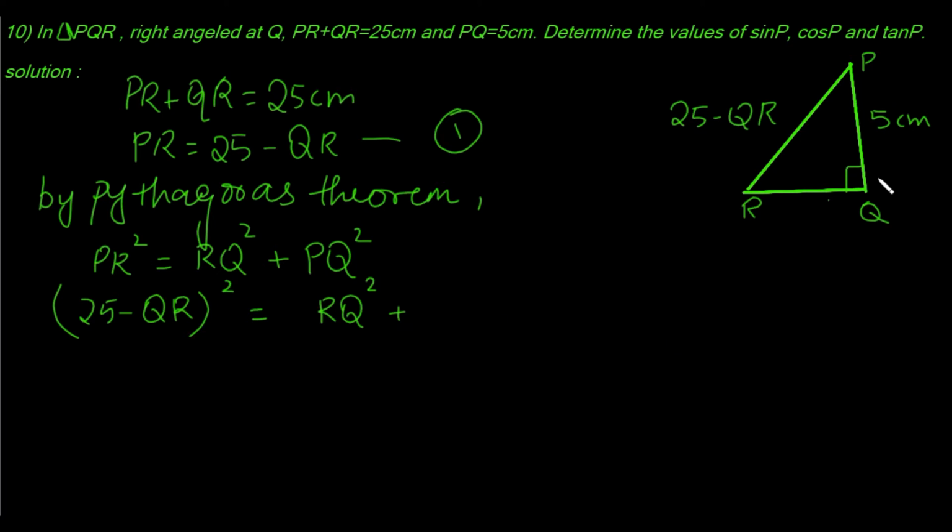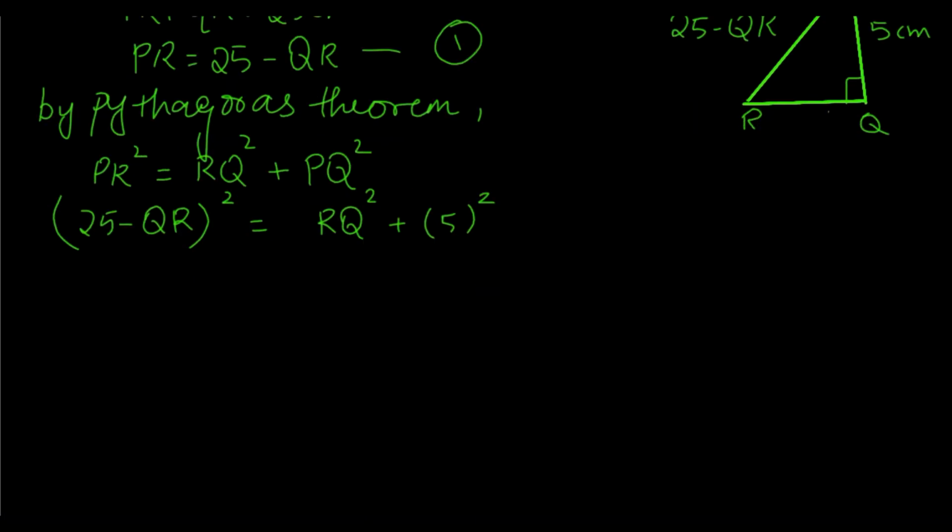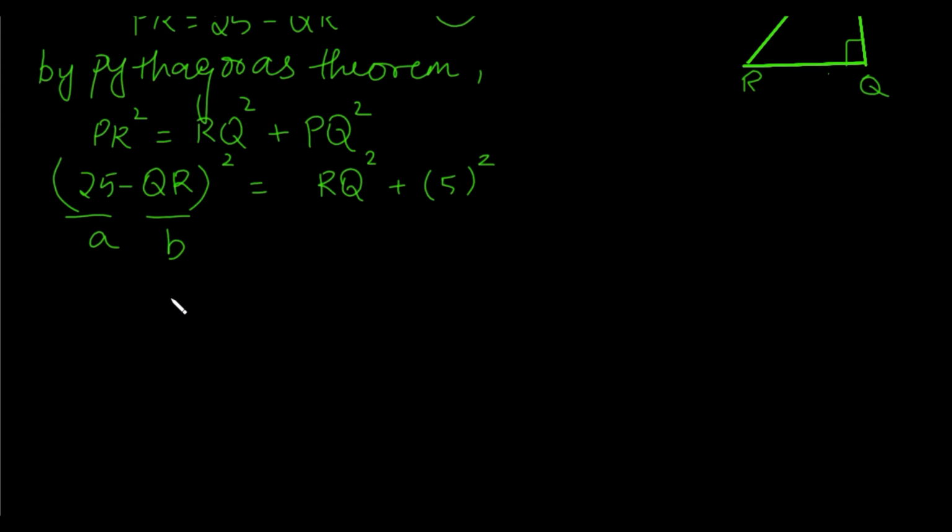PQ value is 5 centimeters, so that's going to be 5 whole square. You can clearly see that the left hand side is in the form a minus b to the whole square. So let's name the individual terms, like 25 let it be as a and QR let it be as b. So we know by expanding the formula a minus b to the whole square, it's going to be a square plus b square minus 2ab.